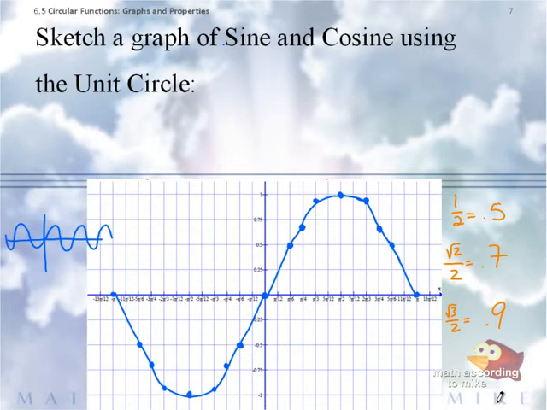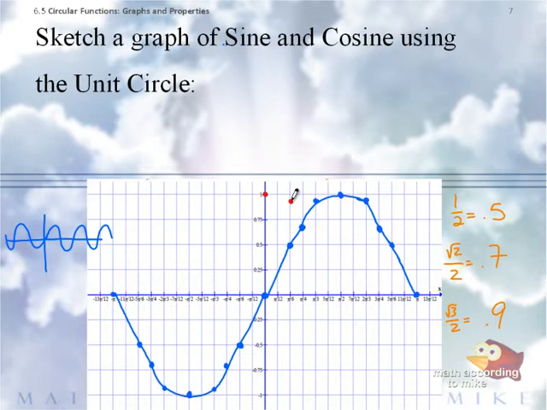So at 0 degrees, what's the corresponding cosine value? In other words, what's the x-coordinate at 0 degrees? 1. So that's the point 0, 1. And pi over 4. The cosine of pi over 4 is, oh, you know what, I skipped over pi over 6. At pi over 6, the cosine of pi over 6 is 0.9, the radical 3 over 2.